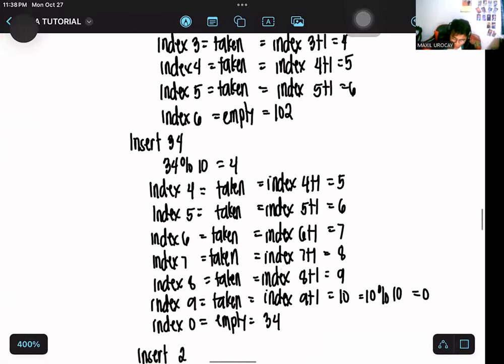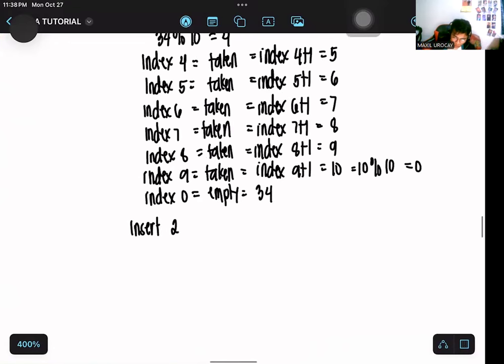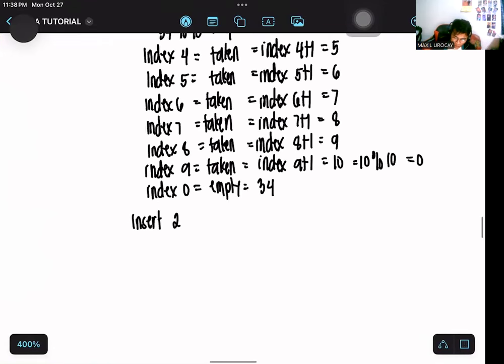Okay. Now, for this one, what is going to happen? You will begin to deal with 2 divided by 10. So that is 0. 0 times 10 is 0. Minus 2 equals 2. So therefore, index number 2.